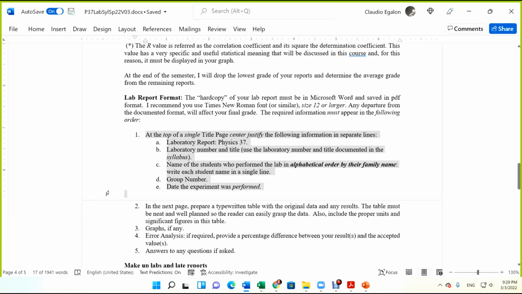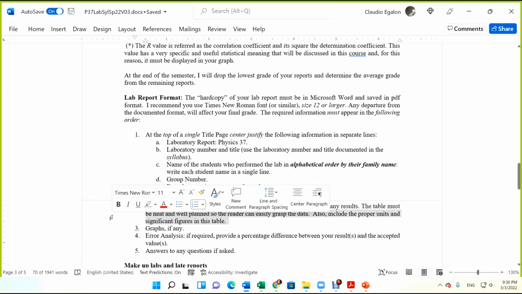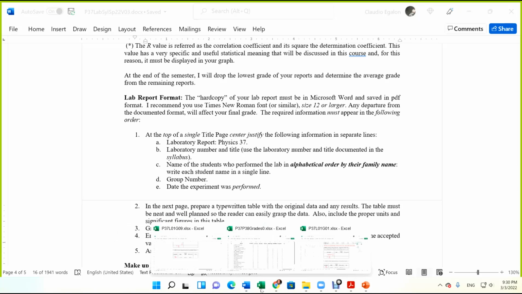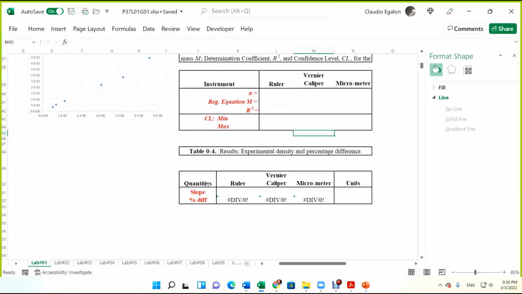Title page. Tables: you can copy the tables from the spreadsheet and paste them in your report. Copy the graphs and paste them into your Word document. The error analysis is basically this table here with the percentage difference.